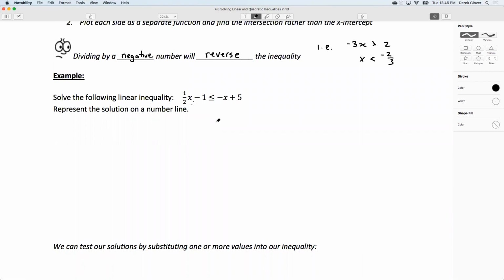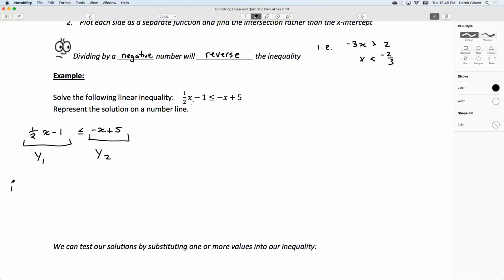So what I'm going to do is I'm going to graph the first part of our function, 1/2 x minus 1. I'm going to graph that as one function. I'll call it y1. I'm going to graph the other half of my function, minus x plus 5, as a separate function. I'll call it y2. And I'm calling it that because in a graphing calculator, you input your functions as y1, y2, y3. In Desmos, I'm just going to define two different functions.